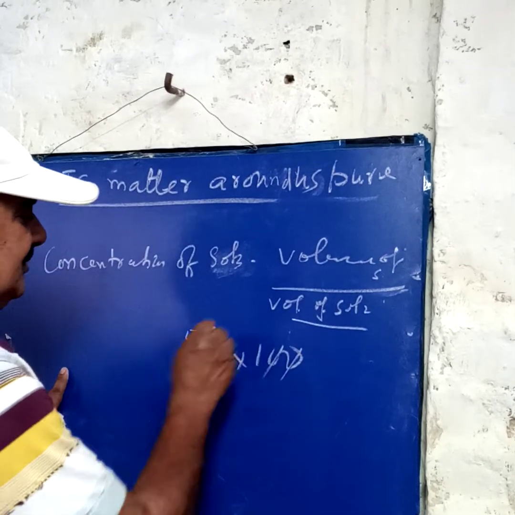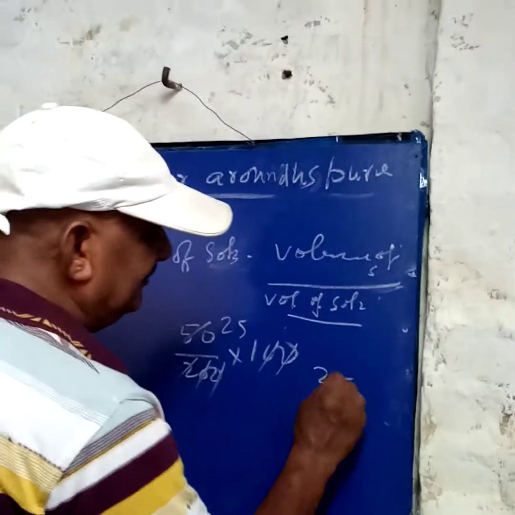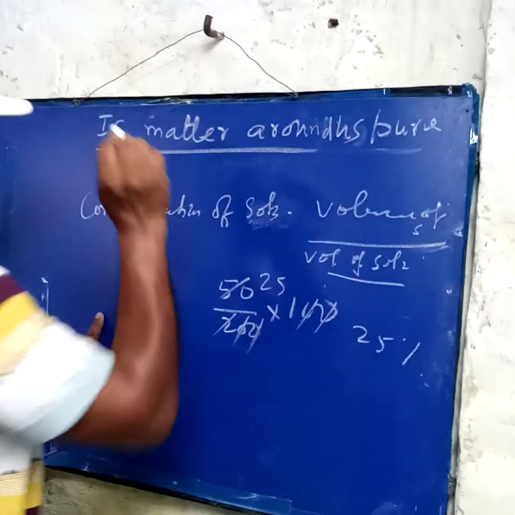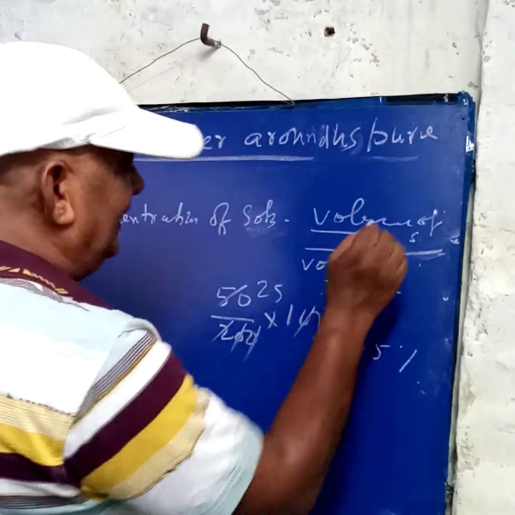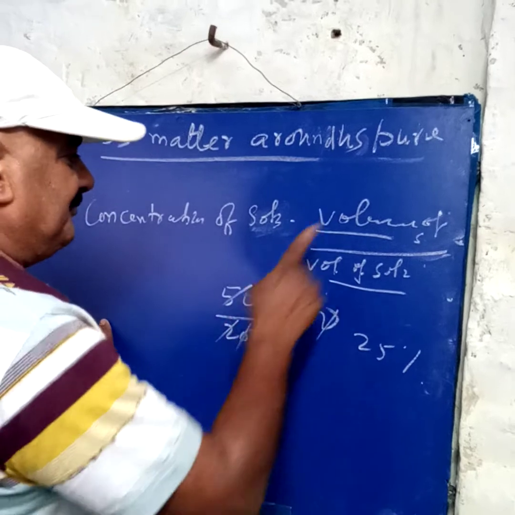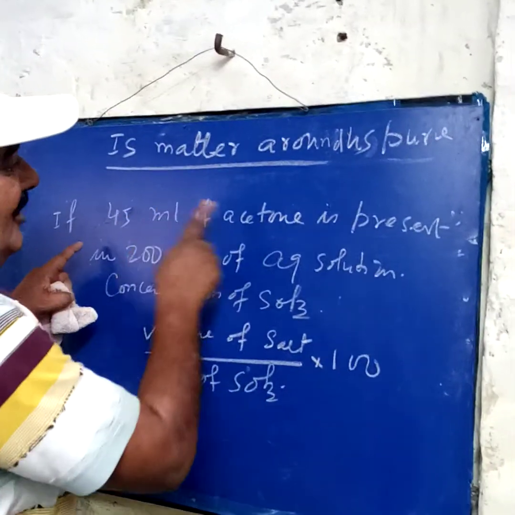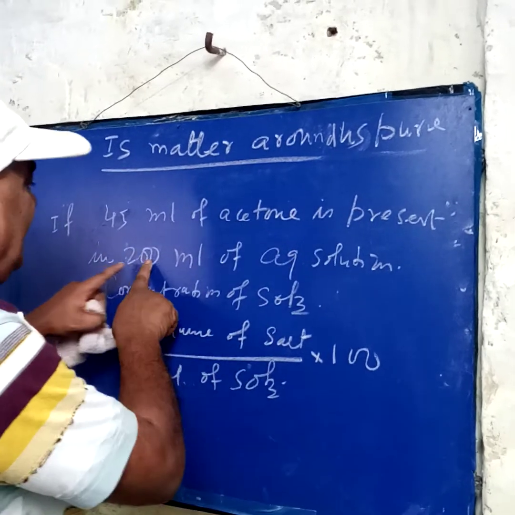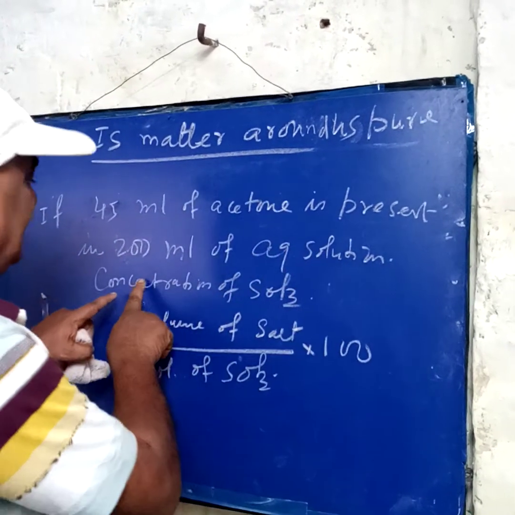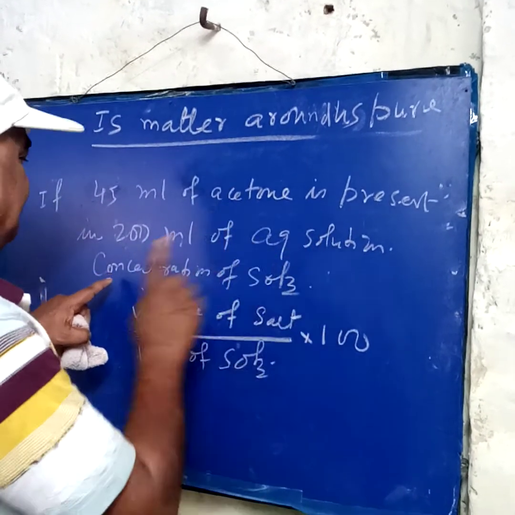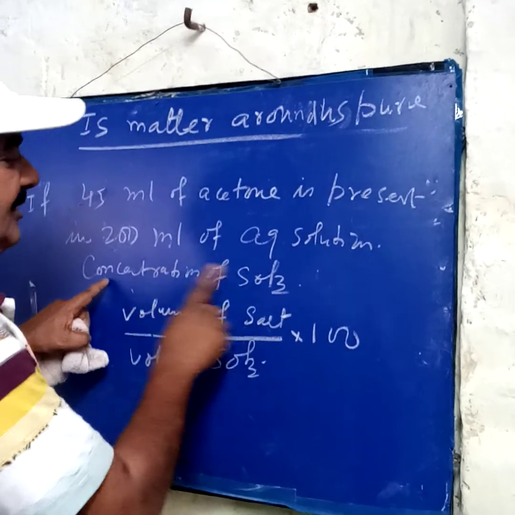Cancel. 225 to 100 means 25%. Same as we did there, but here we write the volume and there we write the mass. But the problem is the same. Now if 45 ml of acetone is present in 200 ml of aqueous solution, find the concentration of solution.